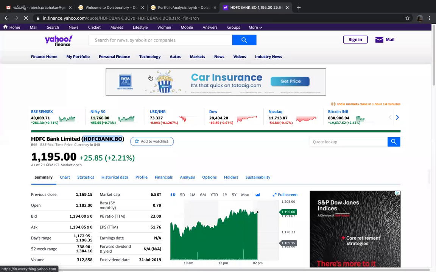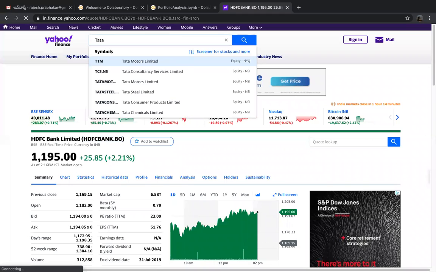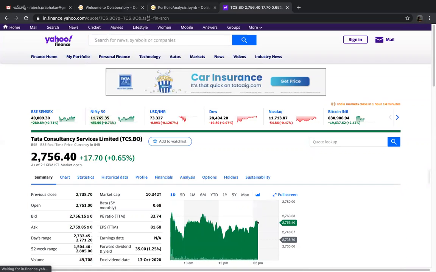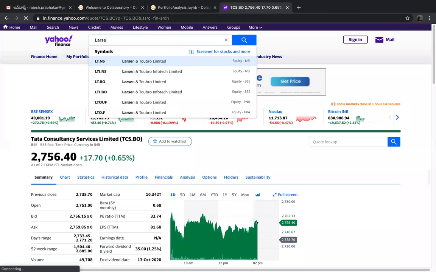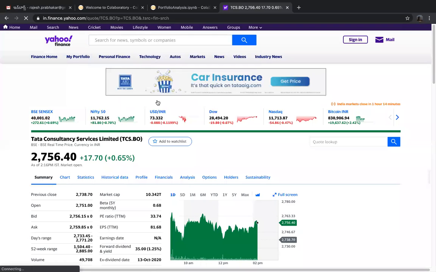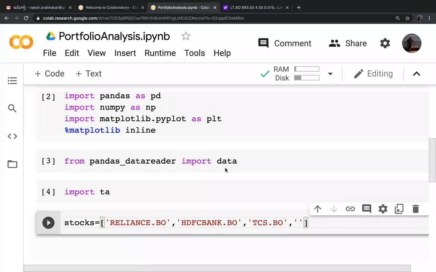Then we'll go with TCS, Tata Consultancy Services, which is TCS.BO. You can simply type it in all caps. .BO means Bombay Stock Exchange, and .NS means National Stock Exchange. That's one thing you should always remember. Then after TCS, L&T, Larsen and Toubro Limited, LT.BO. Again, a simple ticker. Come out of the quotes, comma.